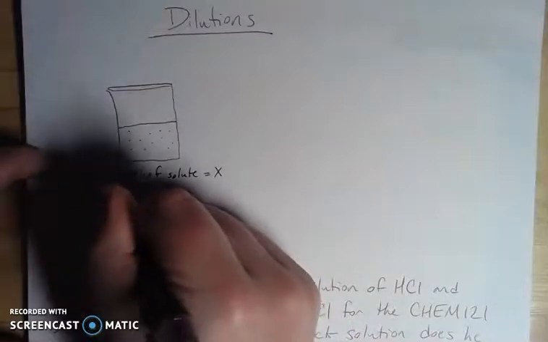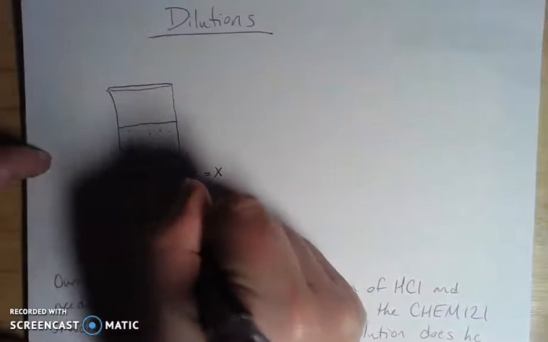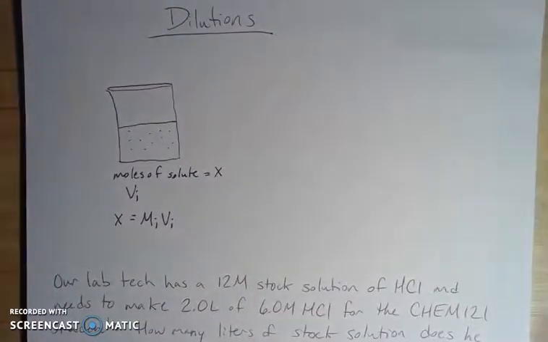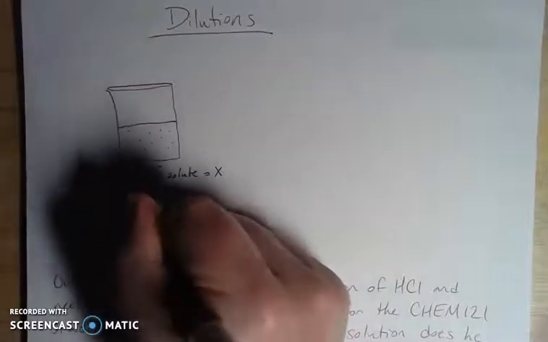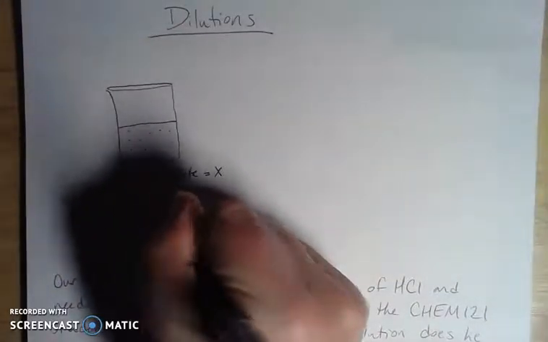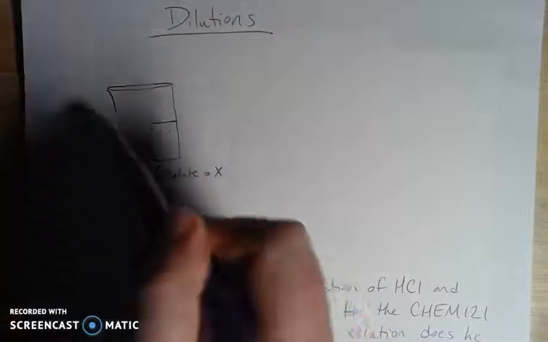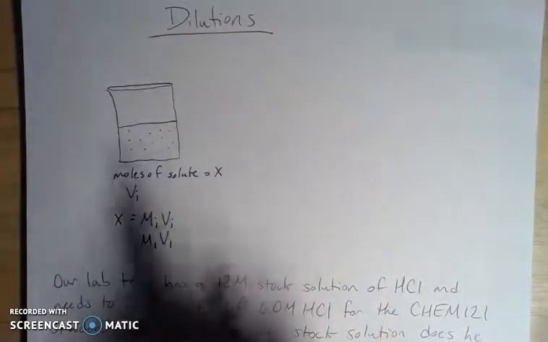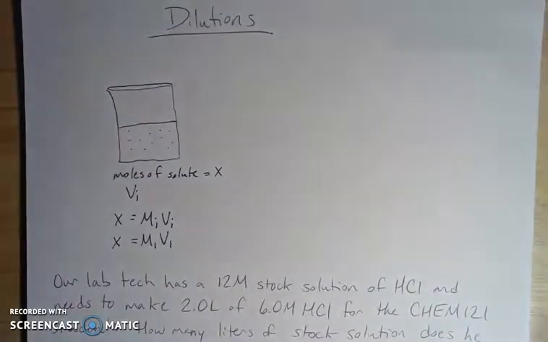Or I could say that the moles are going to be equal to whatever that initial concentration is times that volume. So that could be M initial times V initial, or sometimes you'll see this as M1V1. So whatever the concentration is of this initially times whatever the volume is of this initially is going to equal some amount X. All right, that's pretty straightforward. So this is the number of moles that I have.